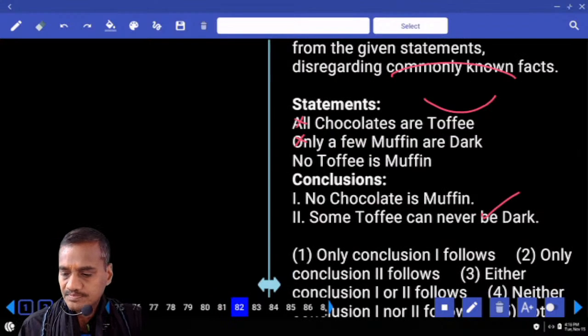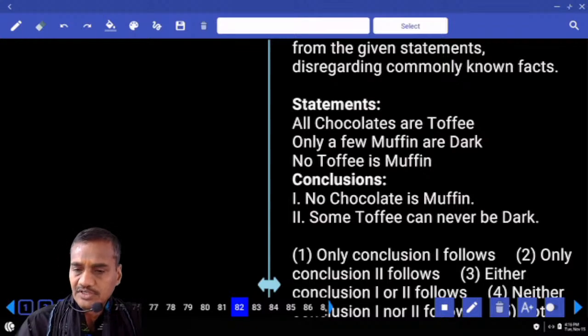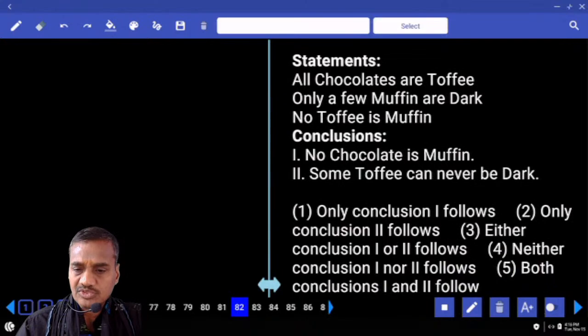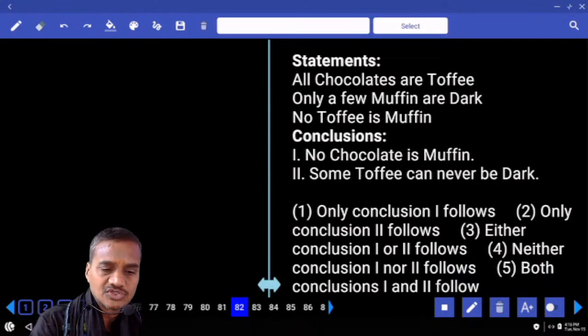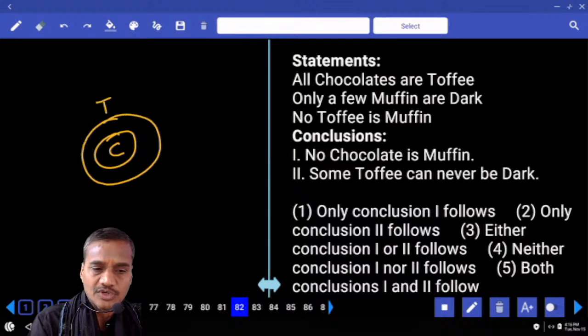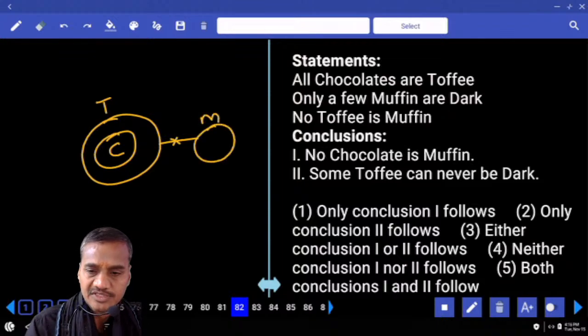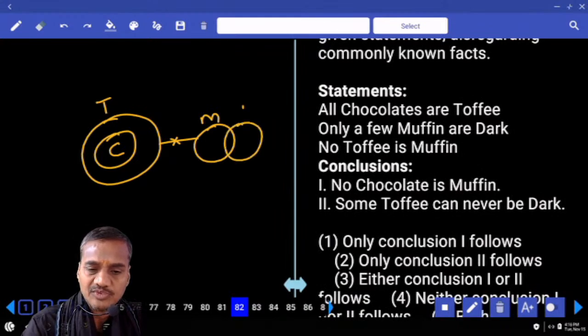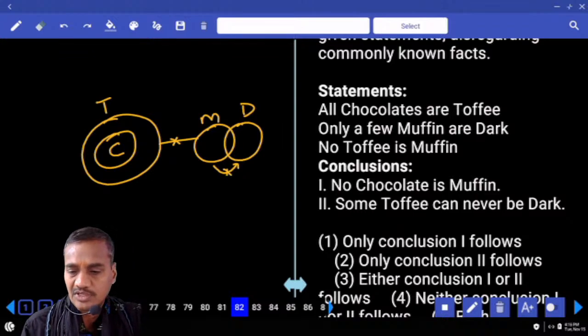Then 82. Now this 82 is based on syllogisms, logically follows. All the chocolates are toffees can be written like this. This entire chocolate is a part of this toffee. And no toffee is muffin. No intersection between toffee and muffin. And at the same time, only a few muffins are dark. Only some of the muffins are dark, but not all.